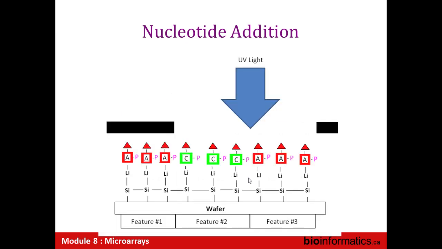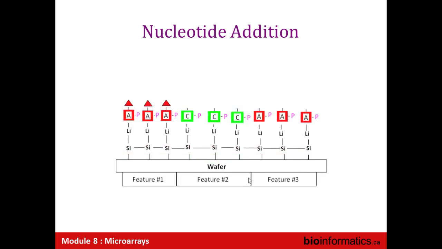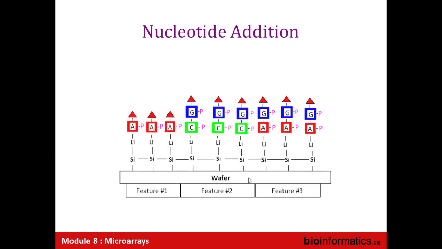Activate features number 2 and 3 with UV light. Once they're activated, pass over nucleotides, and we have built up the second base. You can do this sequentially as long as you like. Of course, the longer you go, the more likelihood a mistake will be, a mistake like an incomplete chemical reaction.